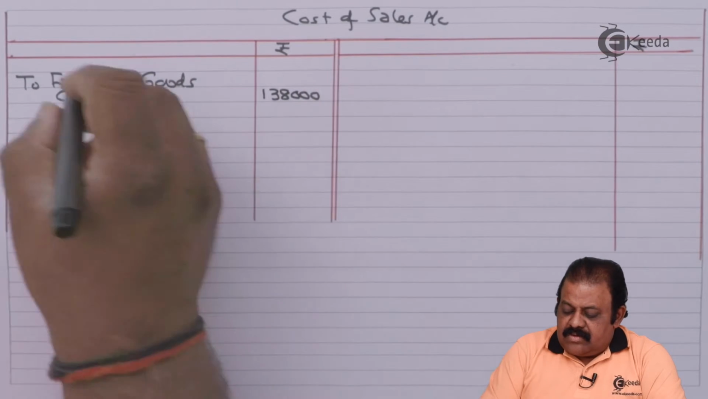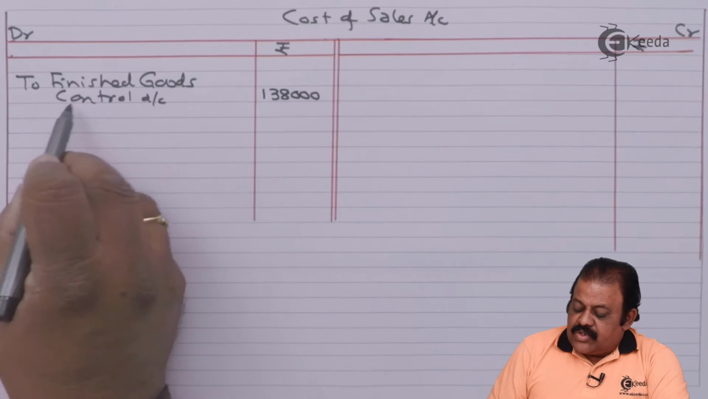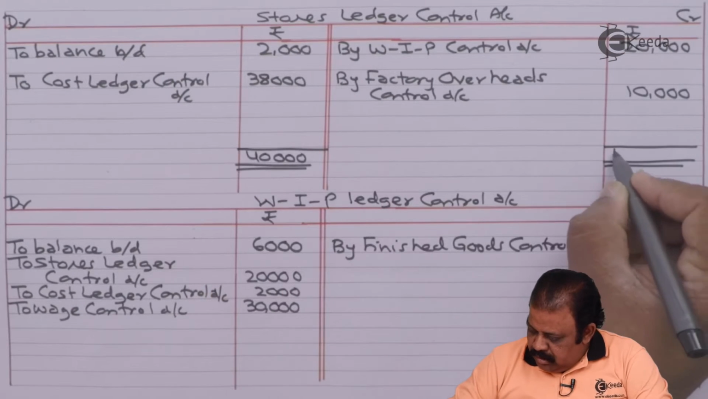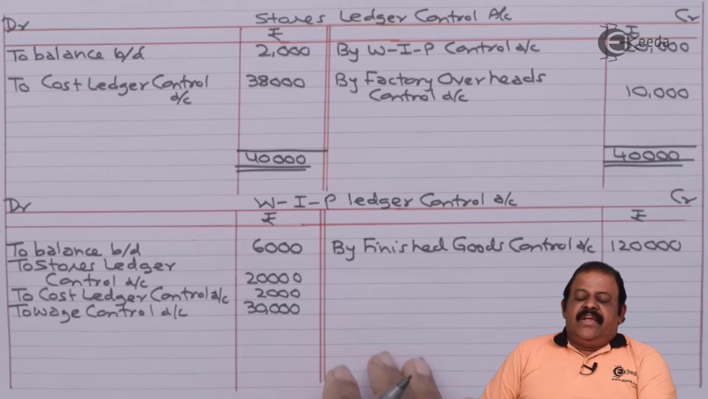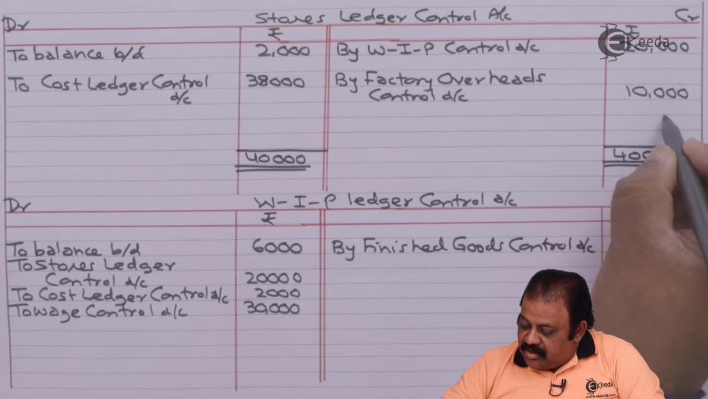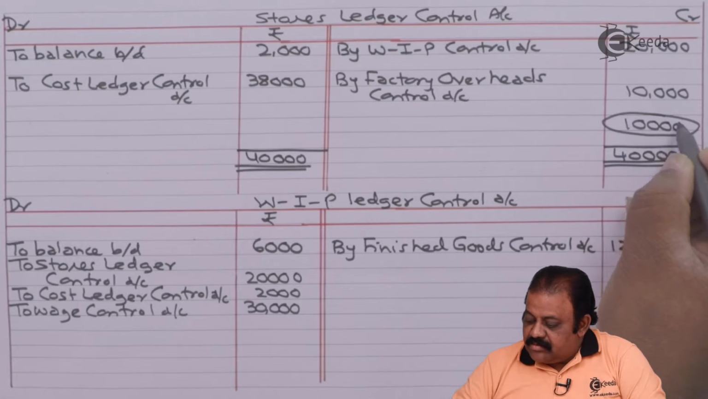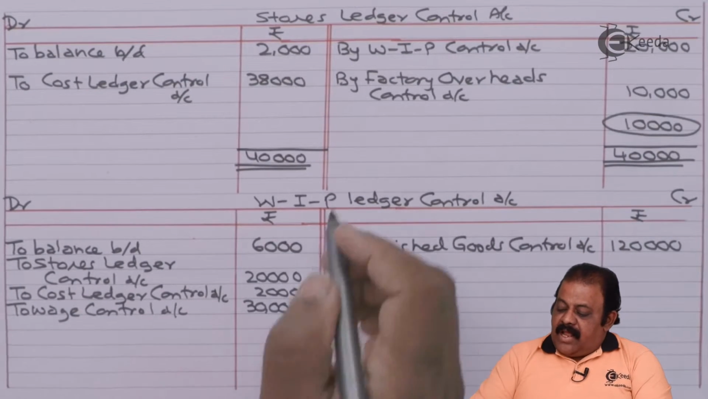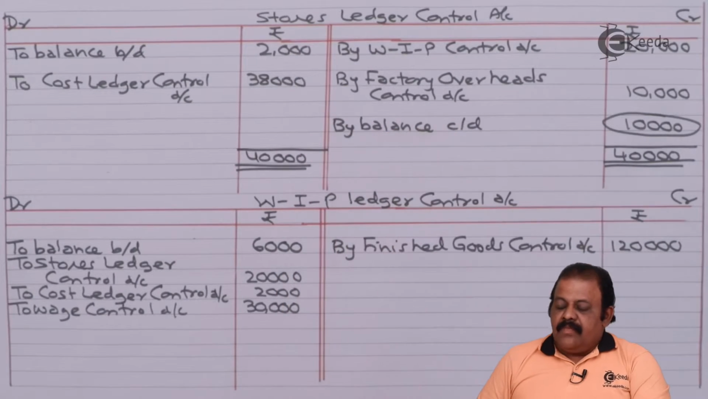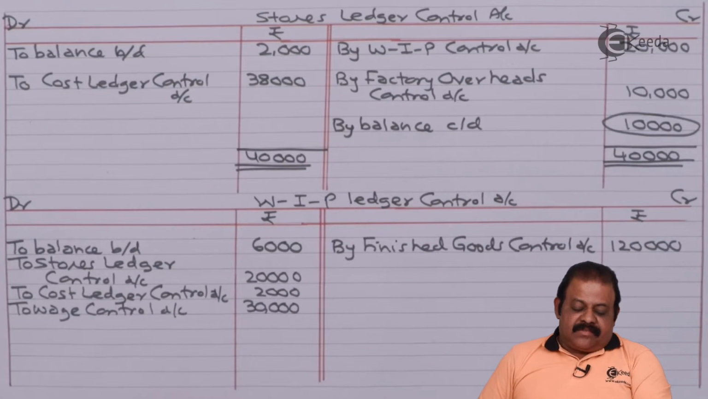Cost of sales account, debit side, to finished goods control account, 1,38,000. Store ledger account, debit total is 40,000. We are getting balancing figure on credit side, 10,000. This is closing balance of stores. By balance carried down, this amount will be transferred to trial balance.